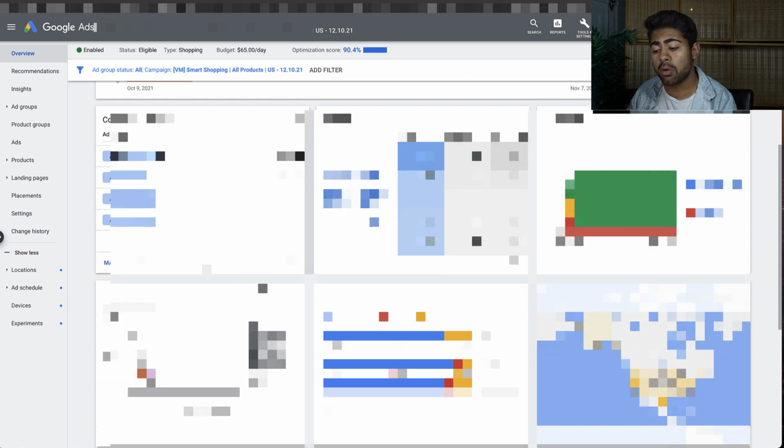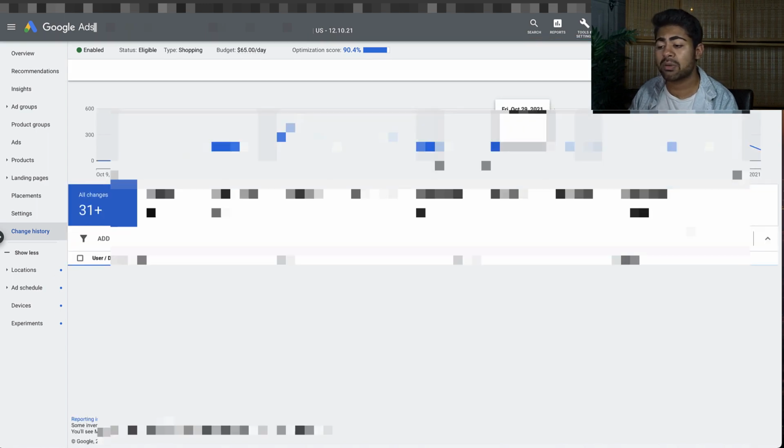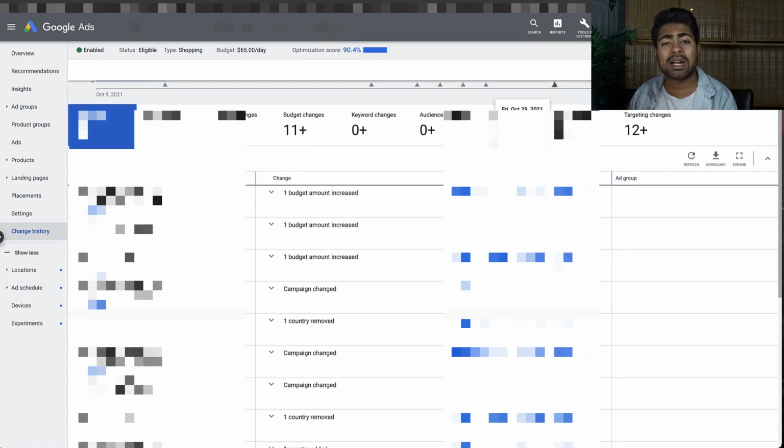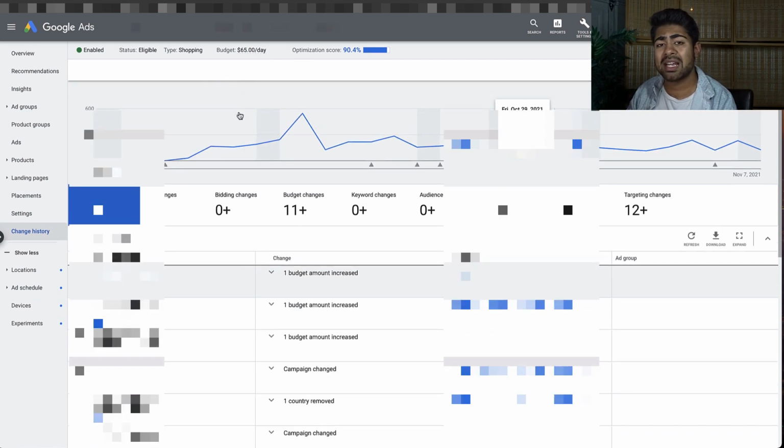Very important to know exactly what is going on with our campaigns. But if we go ahead and go to change history, which is where I'll be showing you how we have been increasing the budgets, you'll see exactly what has been going on. So this client right here, they weren't really sure in the beginning whether they wanted to even start spending this much money, and it's at $65 a day right now.